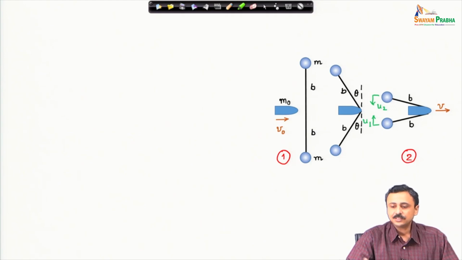I have considered general velocities when theta is 90 degrees. I have considered the vertical velocities of these two spheres as u1 and u2. It has been marked, but they are also moving along with that body of mass m naught. So, these are the relative velocities of the two spheres.